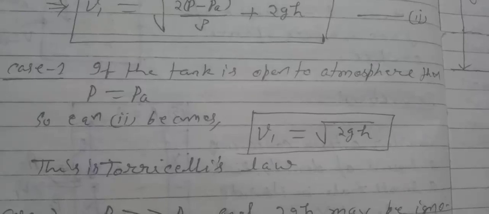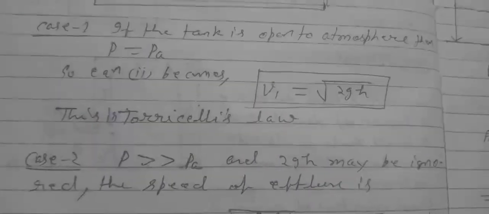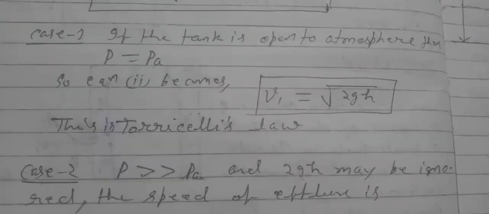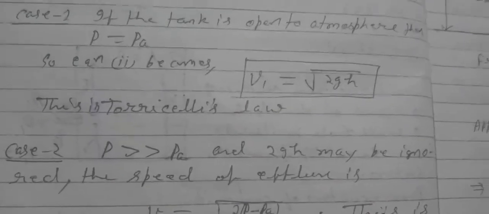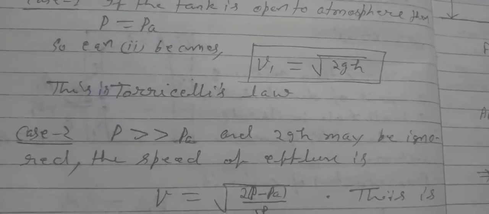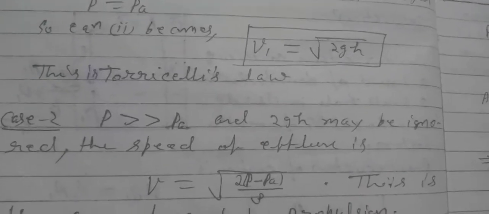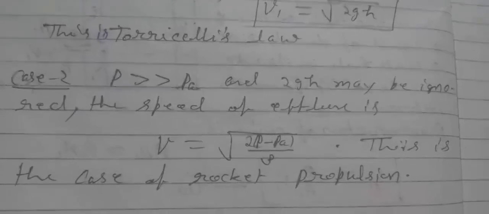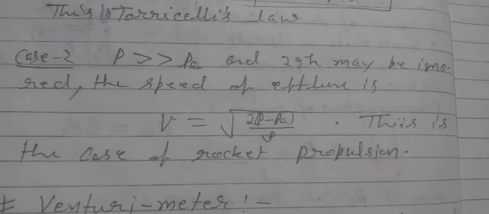Case 1. If the tank is open to atmosphere, then P equals Pa. So equation 2 becomes V1 = √(2gh). This is Torricelli's law. Case 2. If P is greater than Pa, that is pressure is greater than atmospheric pressure, and 2gh may be ignored, the speed of efflux is v = √(2(P - Pa)/ρ). This is the case of rocket propulsion.